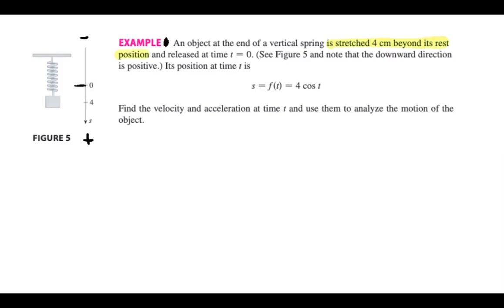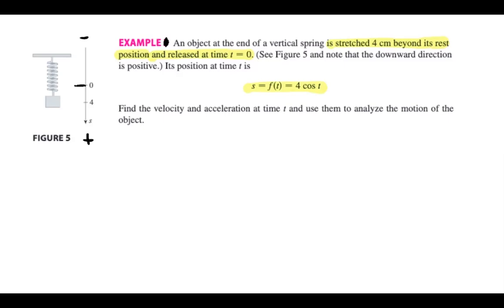And so somebody pulls this thing 4 units down out of equilibrium and then releases it from that position. So the downward direction is positive. And one model, this is simplified physics, we're ignoring a lot of things like friction and air resistance and all kinds of other forces, but one model for the position of that thing, kind of in a vacuum, would be given by this function, 4 times cosine of t.